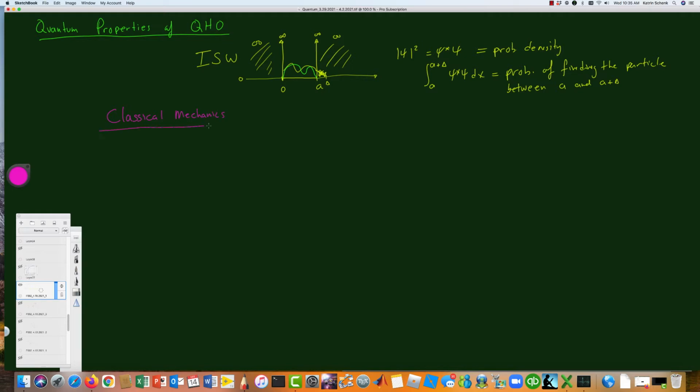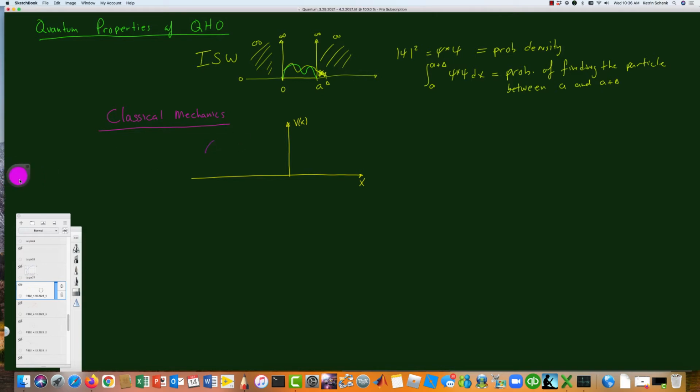Okay, in classical mechanics, let's take a look at a potential energy function. I'm going to draw some axes in yellow. And here we go. So this is x. This axis is the potential energy, V of x. And in classical physics, let's say you had a potential energy.